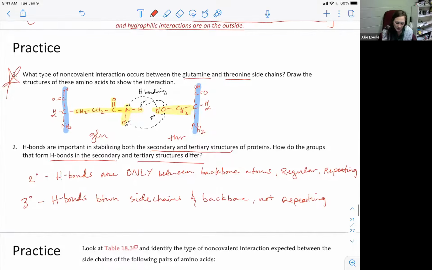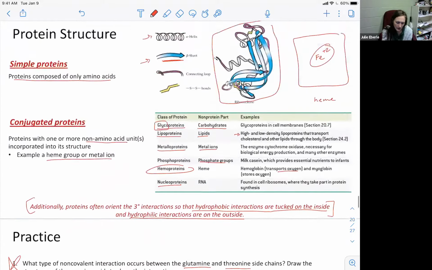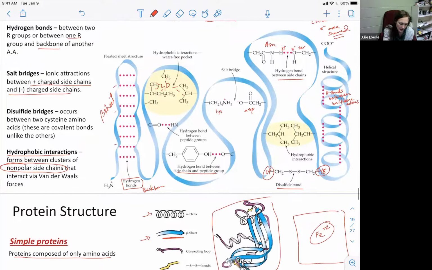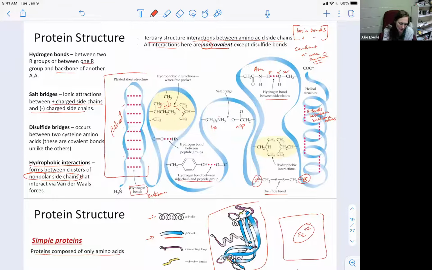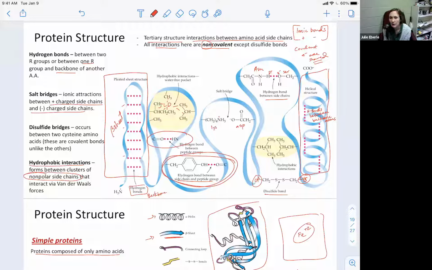To give yourself a visual of this, if you're a visual person, go back to this figure and look at the pleated sheet structure. You see how regular and repeating those hydrogen bonds are? It looks like rungs on a ladder. Same idea over here with the helix structure. We know alpha helices and beta sheets are secondary structure, so these are backbone hydrogen bonds, and they're regular and repeating. But at the tertiary structure level, we get random hydrogen bonds here and here. They're not regular, they're not repeating. It can occur between backbone or side chain, or a mixture of both.